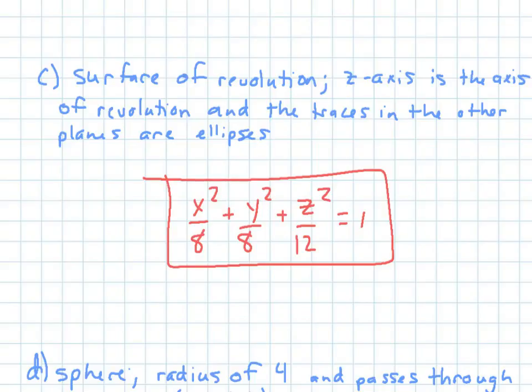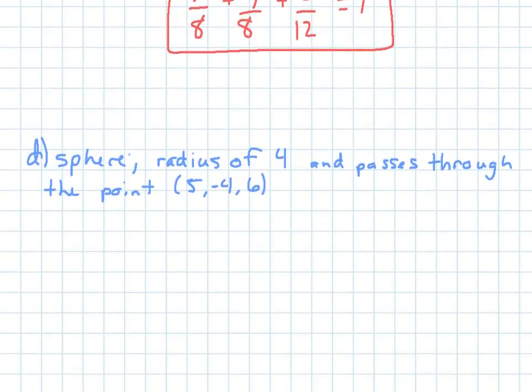And then letter D says it's a sphere. So you know the equation for a sphere. The radius is 4, and it passes through the point 5, negative 4, 6. So here, since you know it passes through a point, you have a radius of 4. Now, it doesn't really tell you what the center is or what direction. So you can pick and choose what you want to do.